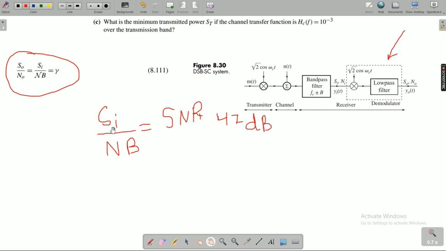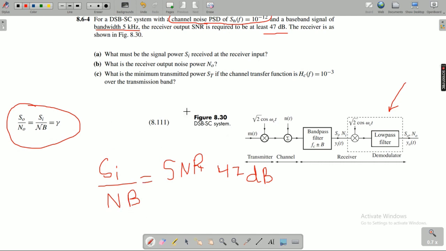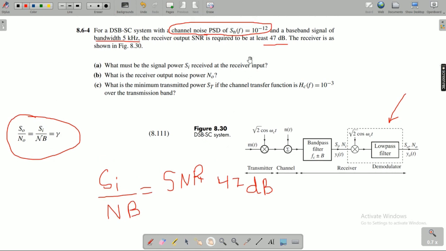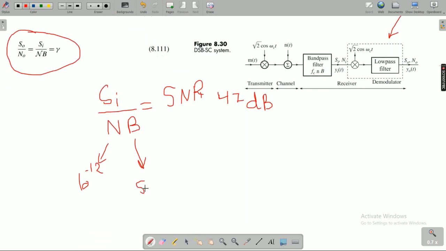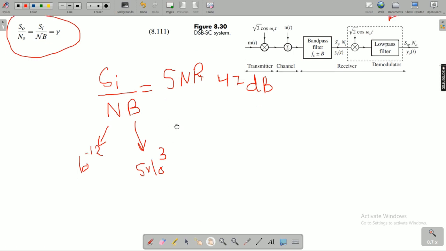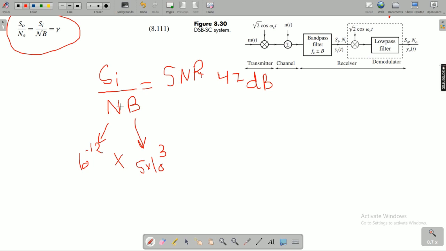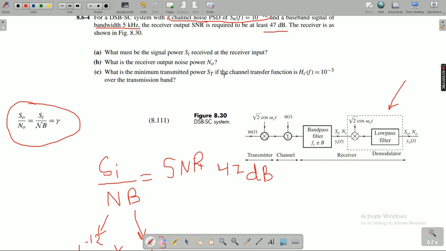And N and B are the values of what? N is the value of the noise, which is equal to 10 power negative 12, and B is the bandwidth of the signal, which is 5 kilohertz, or 5 times 10 power 3 hertz. So what are we calculating right now? N multiplied by B gives N0, the receiver output noise power. So we have just calculated this.